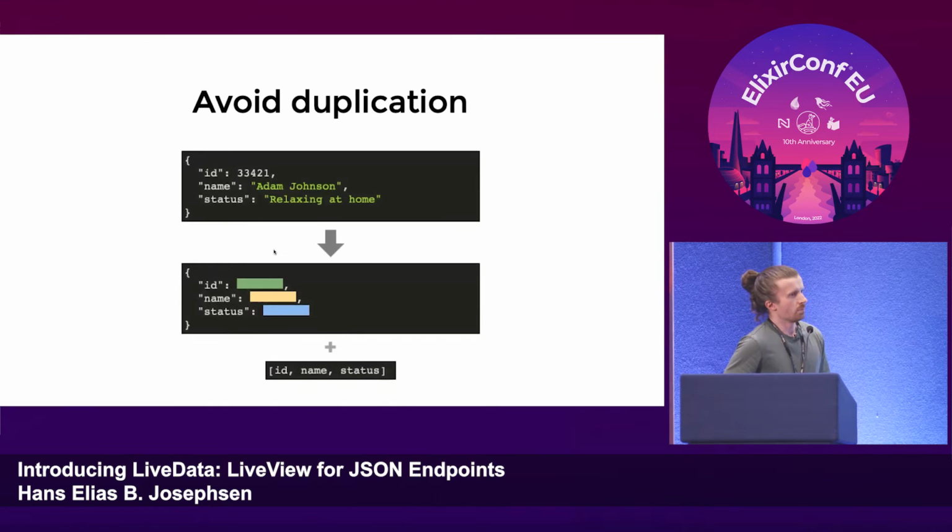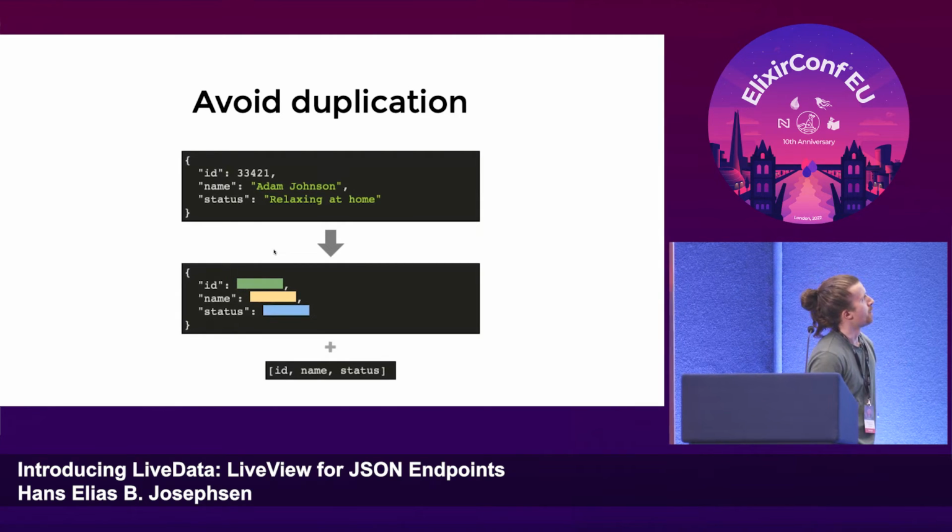So it turns out we can do somewhat the same thing, not exactly the same thing, but somewhat the same thing, with data structures. Say we have a data structure that we want to return from a JSON endpoint or something, that contains an ID, the name of a user, and the user's current status. The ID, the number itself, that can change. The name of the user, that's dynamic, it changes. And the status, that's dynamic, it changes.